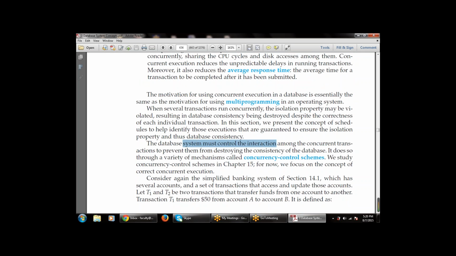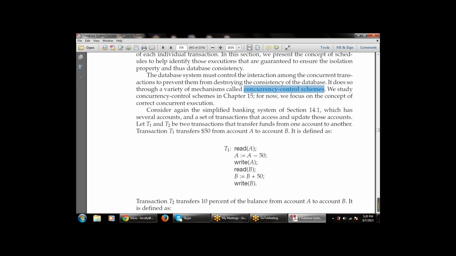The database system must control the interaction among the concurrent transactions to prevent them from destroying the consistency of the database. It does so through a variety of mechanisms known as the concurrency control scheme. So there is a concurrency control scheme that is used for concurrent transactions, to prevent them from destroying the consistency of the database. This is one of the examples.